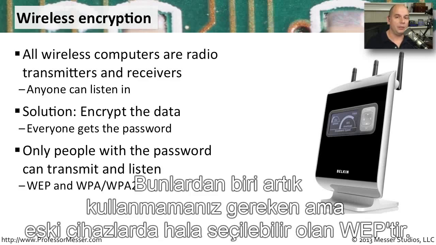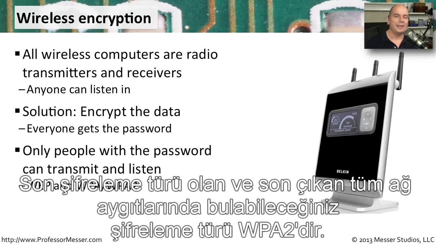There's two different kinds of encryption methods. One that you should not be using any longer, but it's still available on some very old pieces of equipment, is WEP or WEP. The latest type of encryption, in fact, the kind that you usually find today on all of the latest infrastructure devices, is one called WPA2.